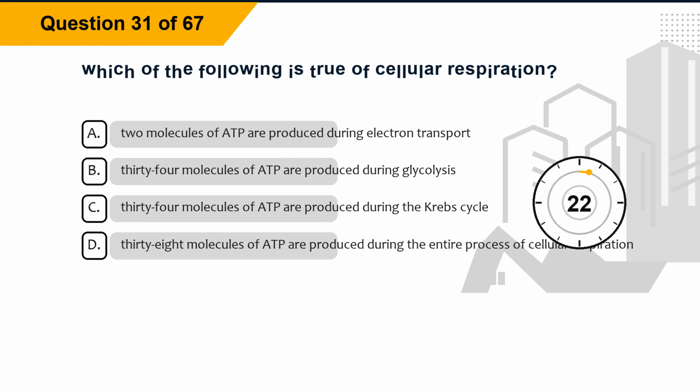Question 31. Which of the following is true of cellular respiration? Option A, 2 molecules of ADP are produced during electron transport. Option B, 34 molecules of ADP are produced during glycolysis.